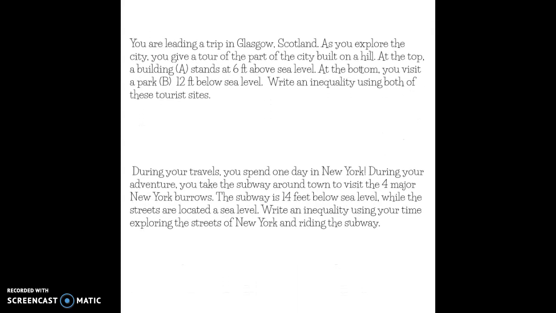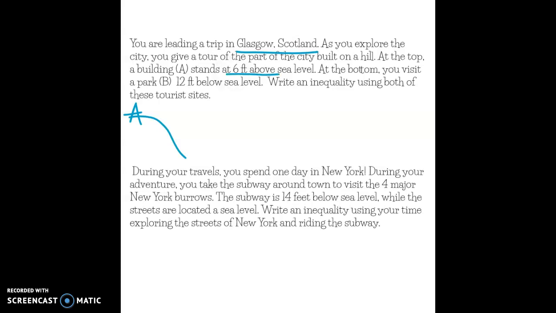The first problem we're going to look at is that you are leading a trip in Glasgow, Scotland. As you explore the city, you give a tour of a part of the city built on a hill. All right, that gives us kind of a visual. And if I wanted to jot that down, I know that there's a hill I'm looking at. At the top of the hill, a building A stands 6 feet above sea level. So I know there's a building right here, and we're going to call that building A. And it looks like it's 6 feet above sea level. I'm going to underline that. That probably will be important for later.